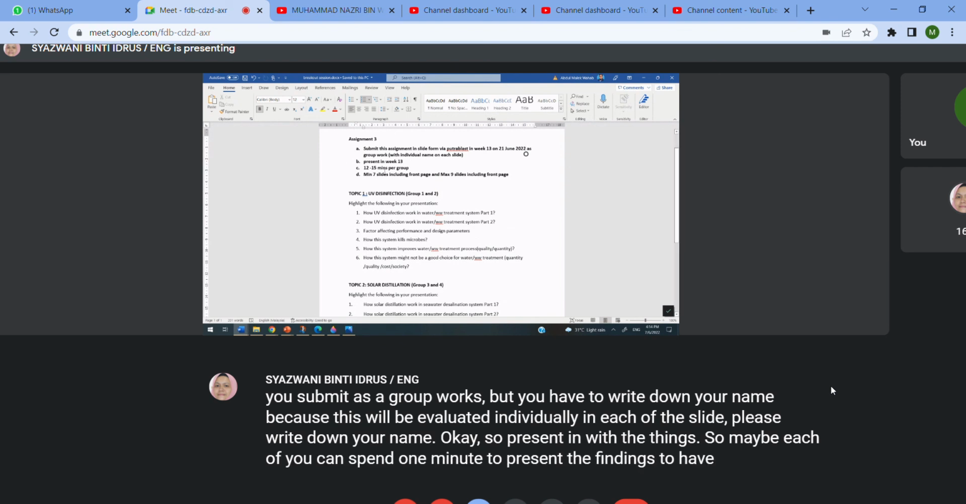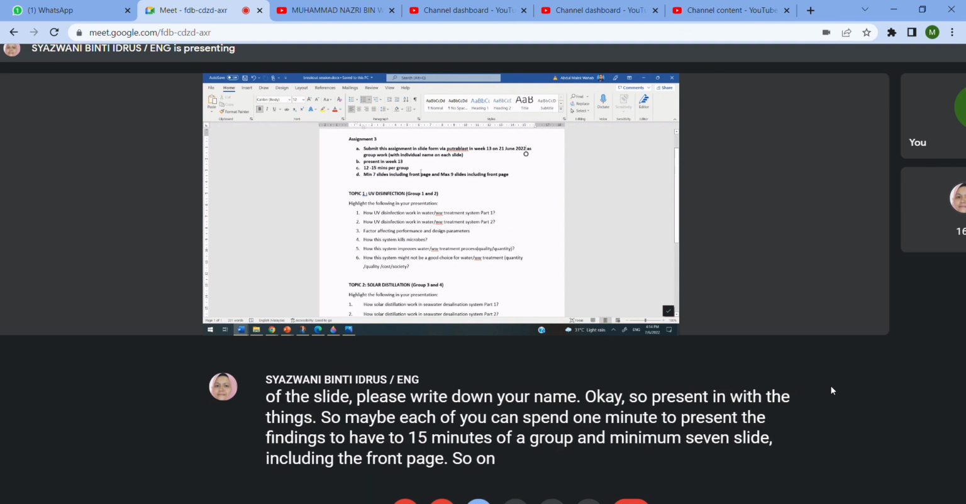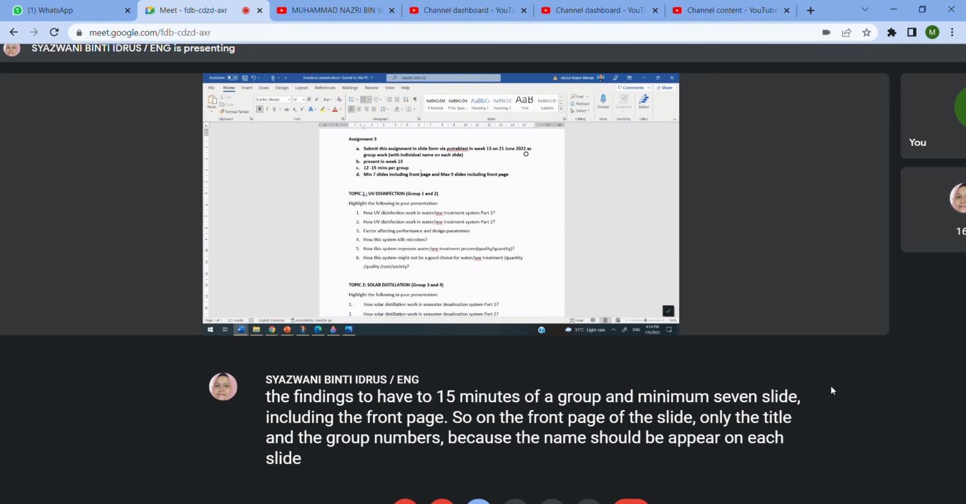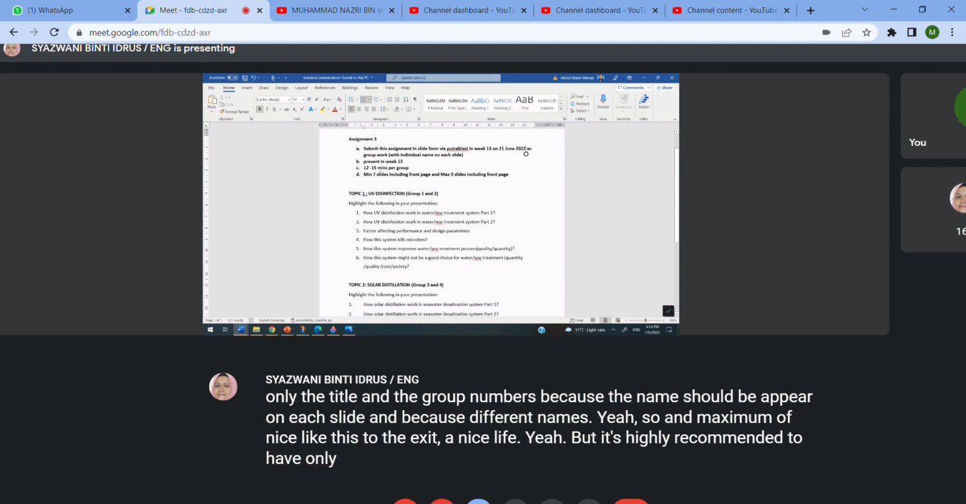12 to 15 minutes per group, and a minimum of 7 slides, including the front page. On the front page of the slide, only the title and the group number, because the names should appear on each slide, since they are different names. And a maximum of 9 slides. Please do not exceed 9 slides, but it's highly recommended to have only a minimum of 7 slides.